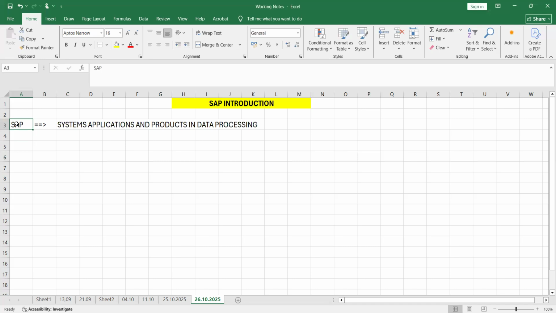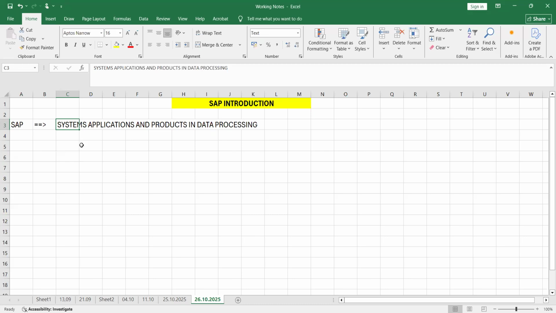SAP stands for, we are not supposed to call it a word like that. SAP stands for systems, not system; applications, not application; products, not a product. Systems, Applications, and Products in Data Processing. Clear?